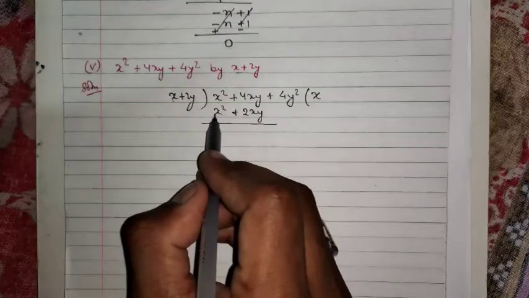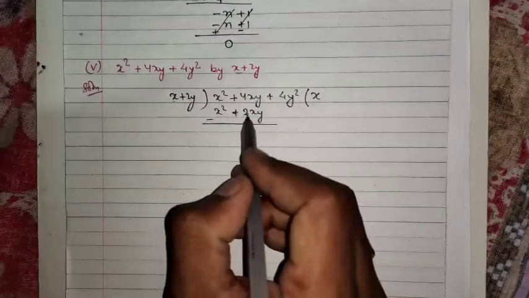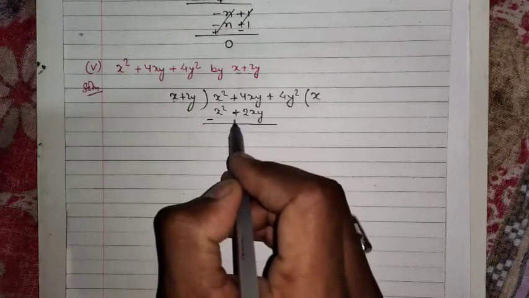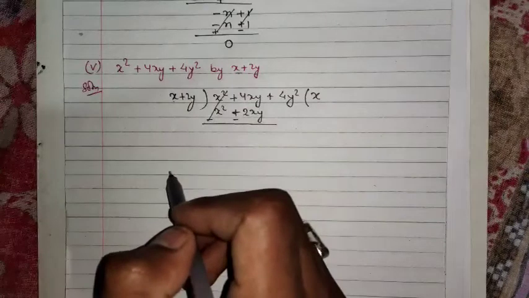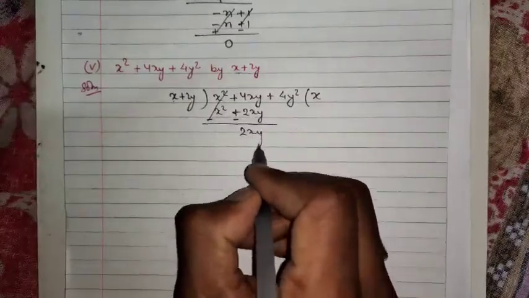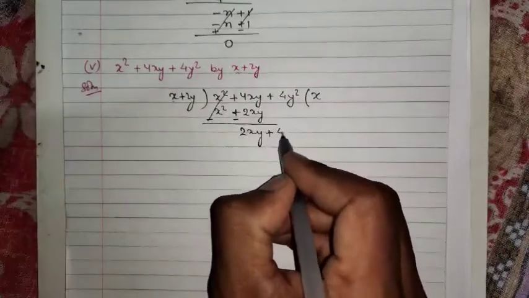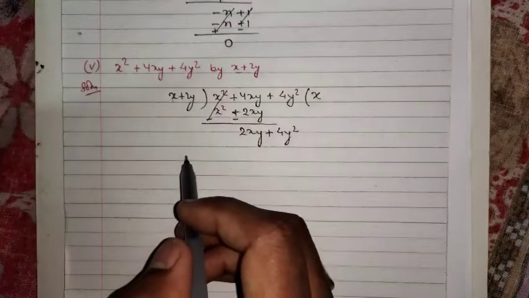Here this x square is positive, so its sign will be negative. Here this 2xy is also positive, so its sign will be negative. By doing this, this x square is cancelled. Now 4xy minus 2xy will be 2xy, and this 4y square. Now in the next step again we will follow the same pattern.